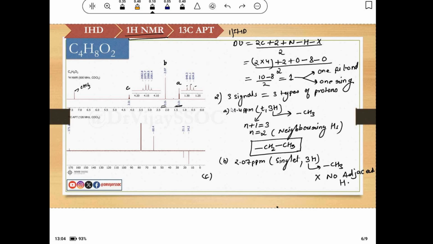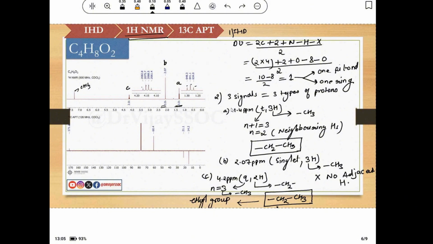So now look at the signal C. So signal C is a quartet, 1, 2, 3, 4. So it is a quartet which is coming around 4.2 ppm, and the quartet integration value is 2 hydrogen. So this 2 hydrogen indicates that it could be CH2, and its neighboring value would be 3. So it means it could be CH3. So hence we can say that this CH2 is attached to CH3. So this information complies with this information. So we are 100% sure that the compound contains an ethyl group.